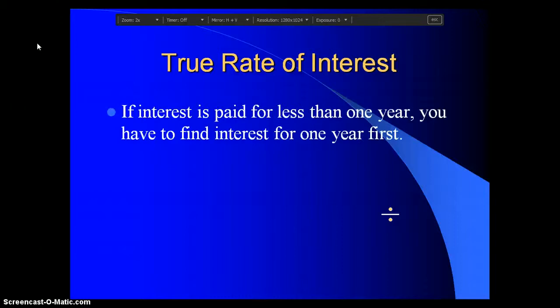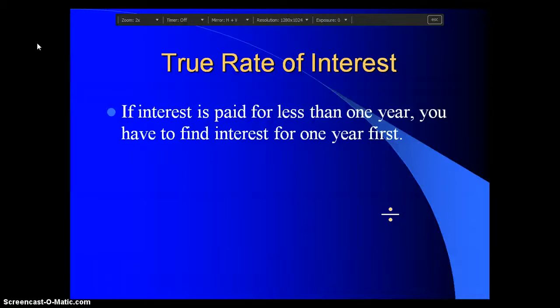So moving on, we have our true rate of interest, and we have already figured out true rates of interest in chapter 3 and then yesterday's section. So remember, if we pay interest for less than 1 year, you have to find that interest for 1 year first.